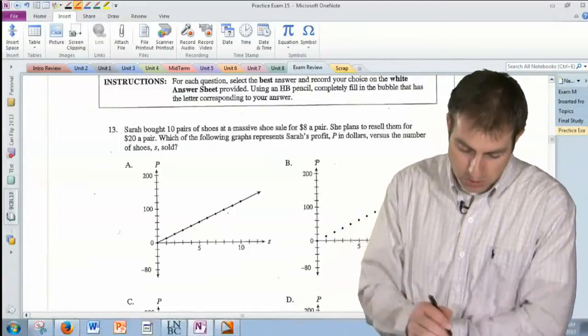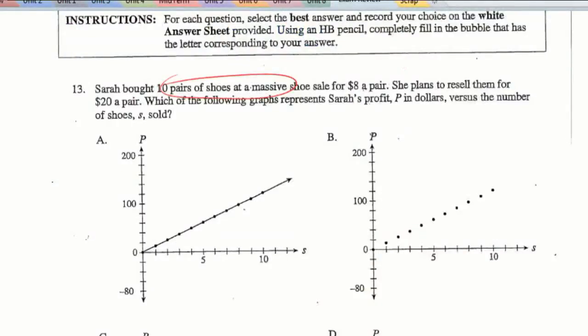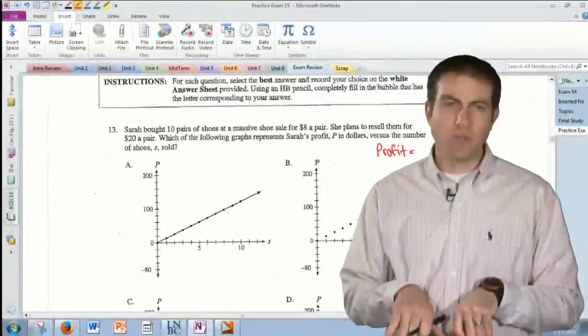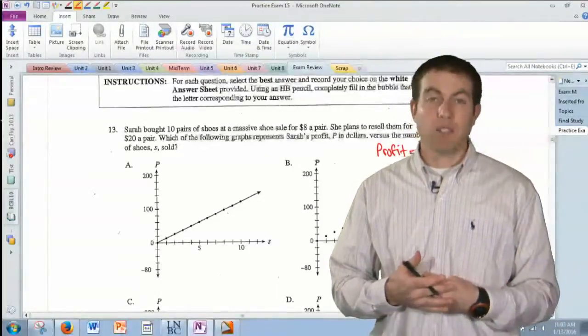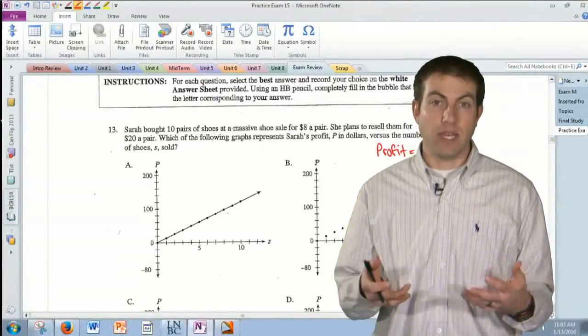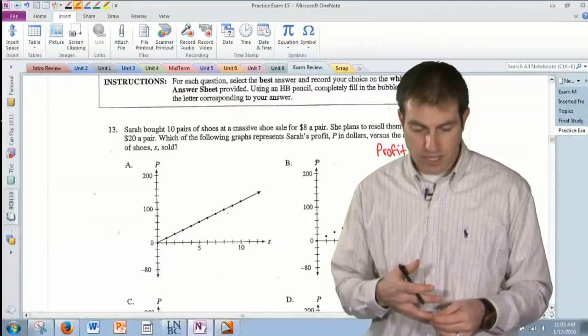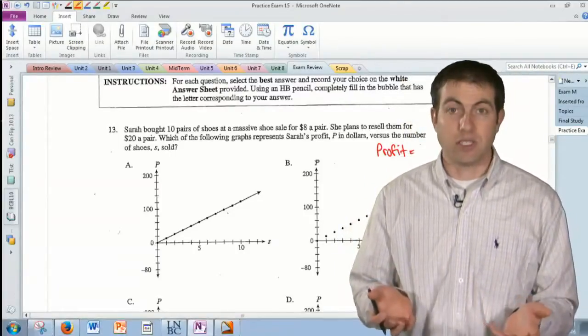So Sarah bought 10 pairs of shoes at a massive shoe sale for $8 a pair. She plans to sell them for $20 a pair. Which of the following represents her profit P in dollars versus the number of shoes sold S? So when we talk about profit, this is one of these things that we don't talk about in math, but it's just assumed that you know. So profit is how much money you've made, and then you have to take away the money that it actually costs you.